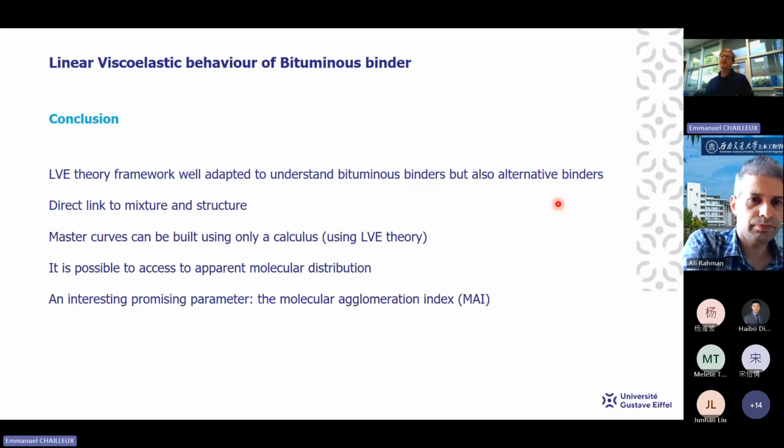I also show you that we can calculate master curve using just a calculus coming from the linear viscoelastic theory. And we can also use this viscoelastic measurement to access the apparent molecular distribution. And this apparent molecular distribution can be used to calculate an interesting, promising parameter, which is a molecular agglomeration index, which can be related to the quality of bitumen.